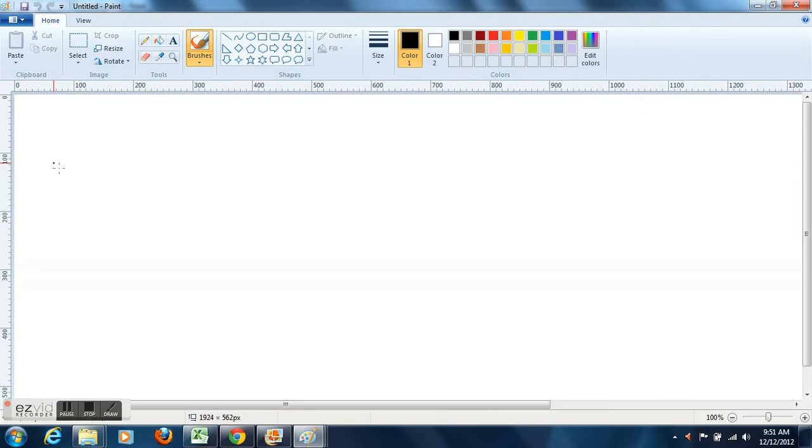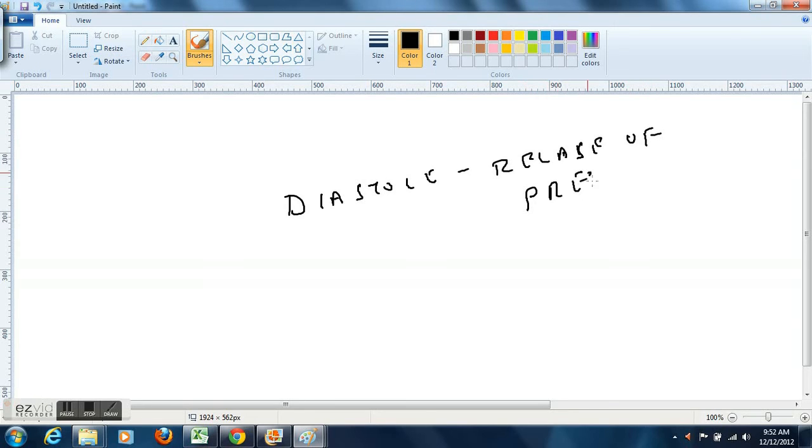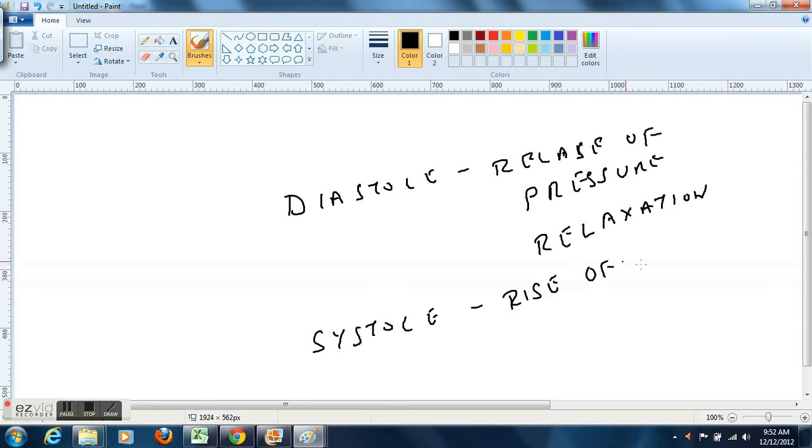I will discuss this in the next tutorial, but let us explain the terms diastole and systole because I think I did not write or explain them in much detail. So remember, diastole means release of pressure or relaxation. That is the physiological term for relaxation. Similarly, systole means increase in pressure or contraction, rise of pressure or contraction. So that is called systole. In the next tutorial, I will complete this discussion about the heartbeat.